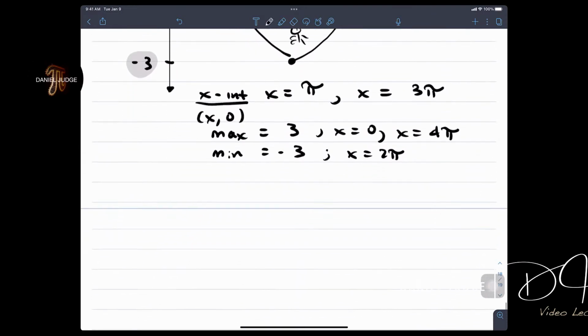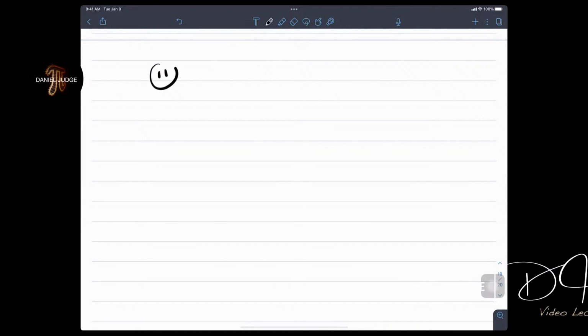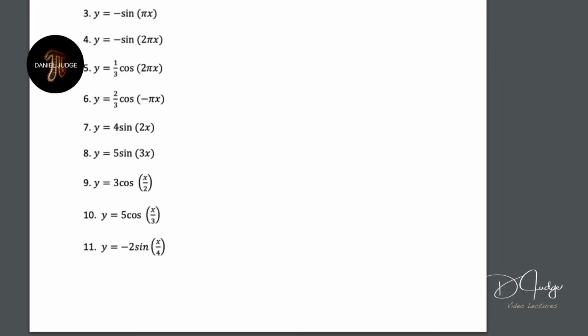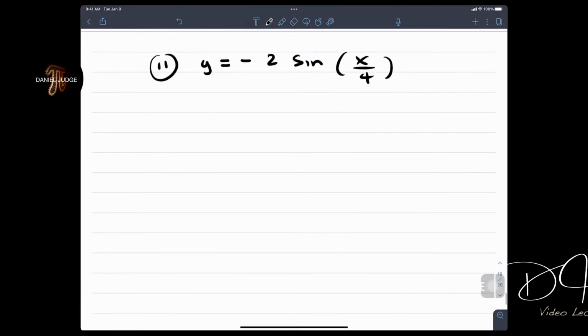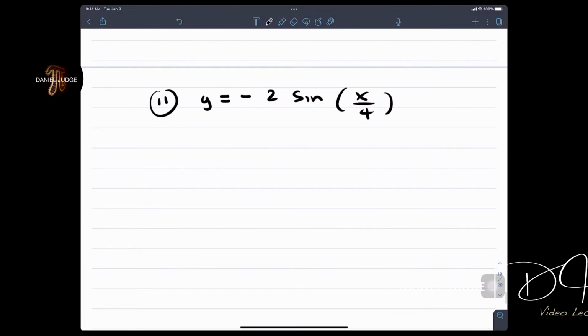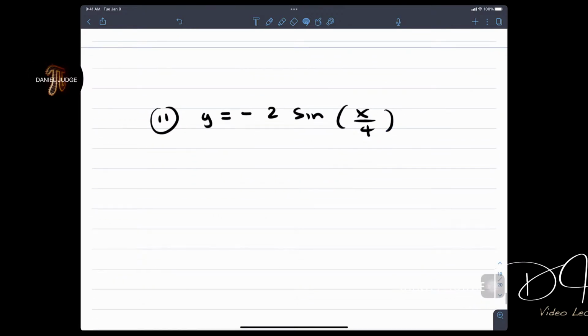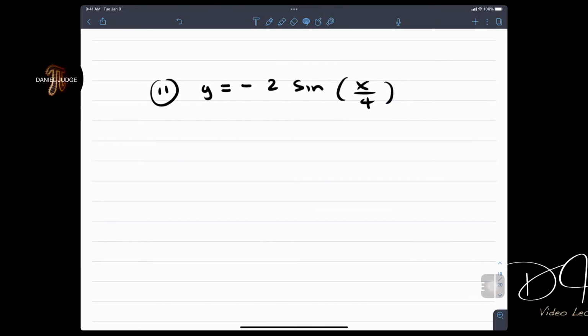All right. That brings us now to number 11. Let's look at the browser for number 11. So that's going to be y equals, for number 11, -2 sine of x over 4. Okay? All right. Let's try not to make a mistake on this one.